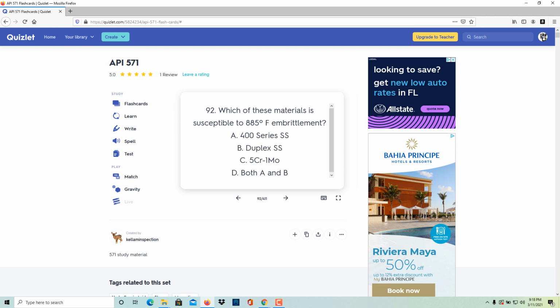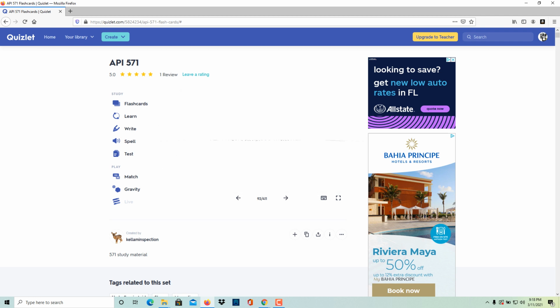Which of these materials is susceptible to 885 embrittlement? I'm just going to go with D, 400 series and duplex. Yeah.